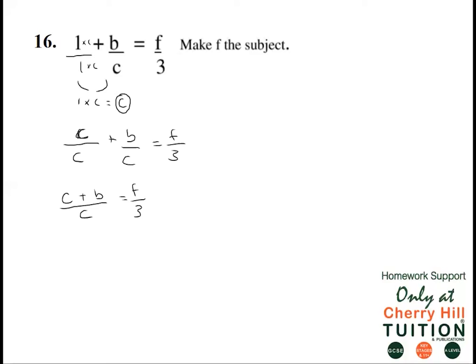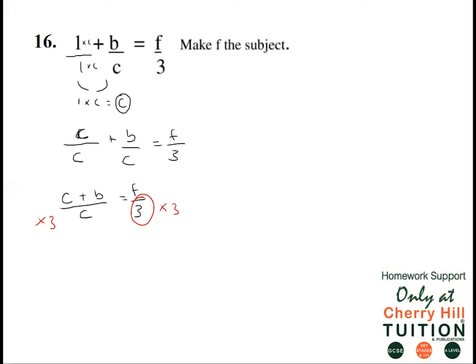Okay? So we need f on its own. This is what it means by making f the subject. What you need to ask yourself is what's stopping the f from being on its own? Hopefully you will see that it's the divide by 3 that is stopping the f from being on its own. So in order to eliminate this divide by 3, we need to multiply by 3 because this is the opposite. And whatever we do to one side of the equation, we have to do to the other side of the equation as well.